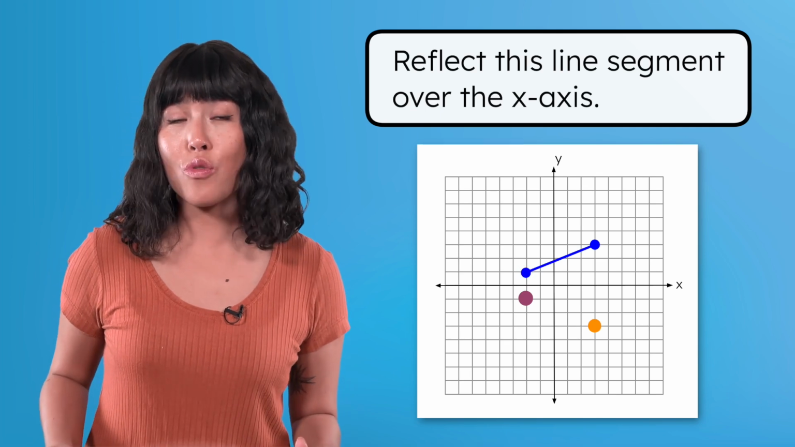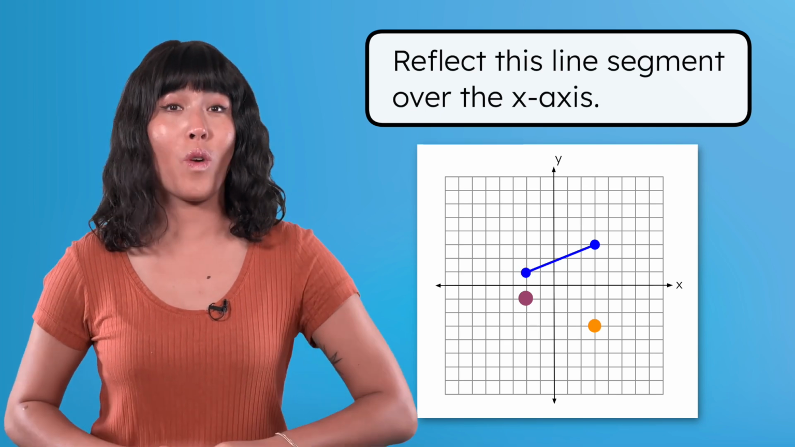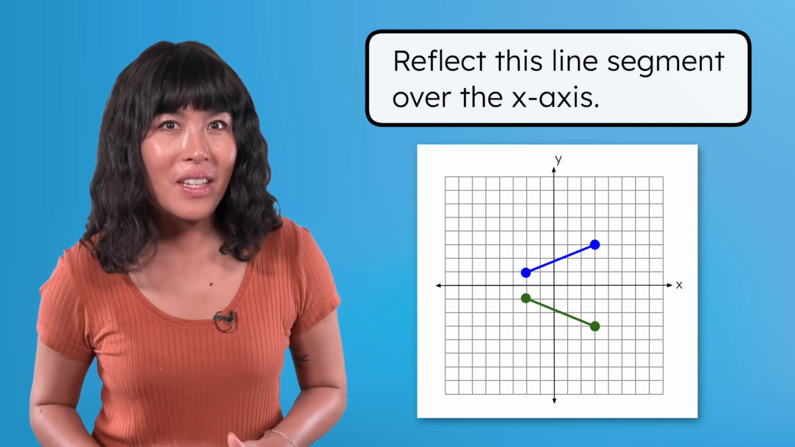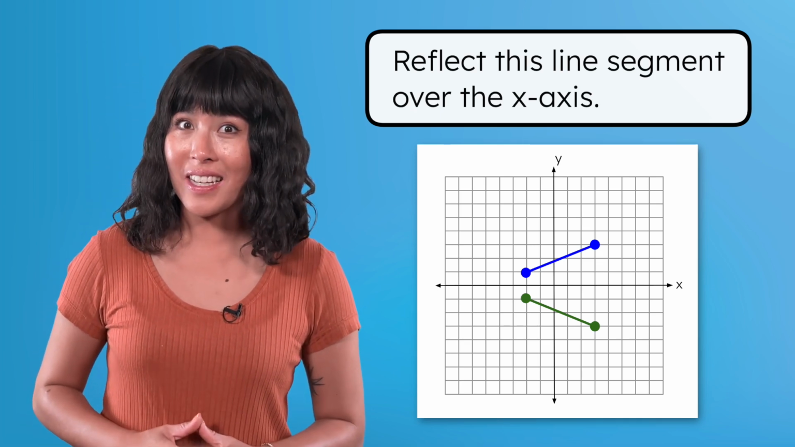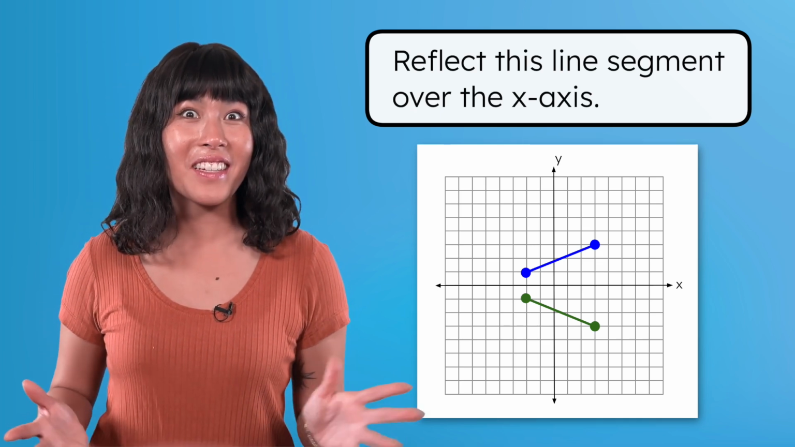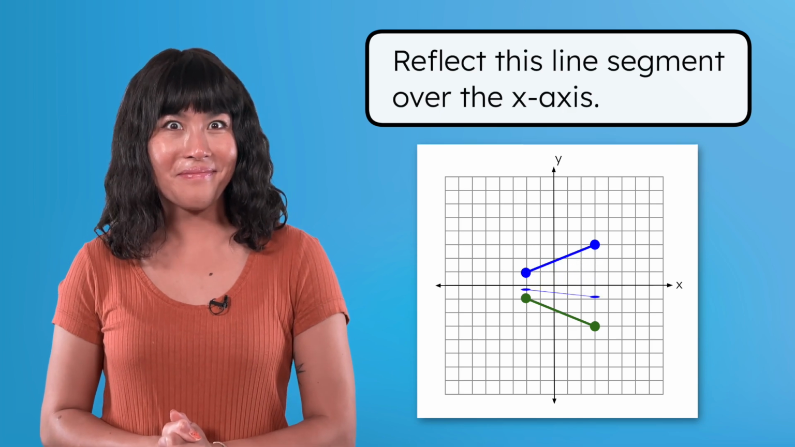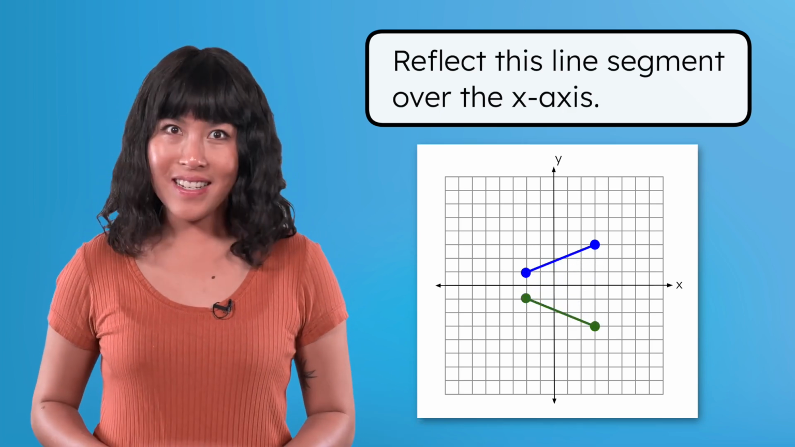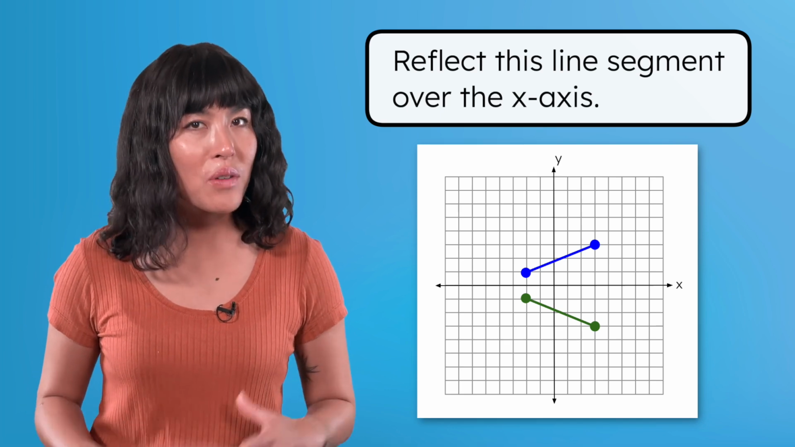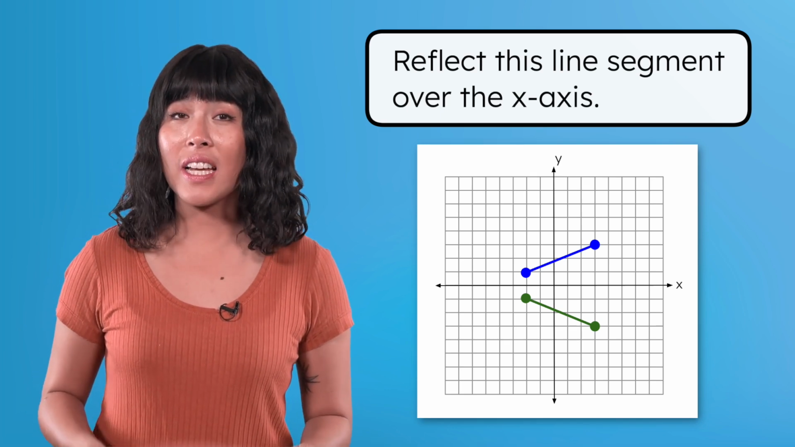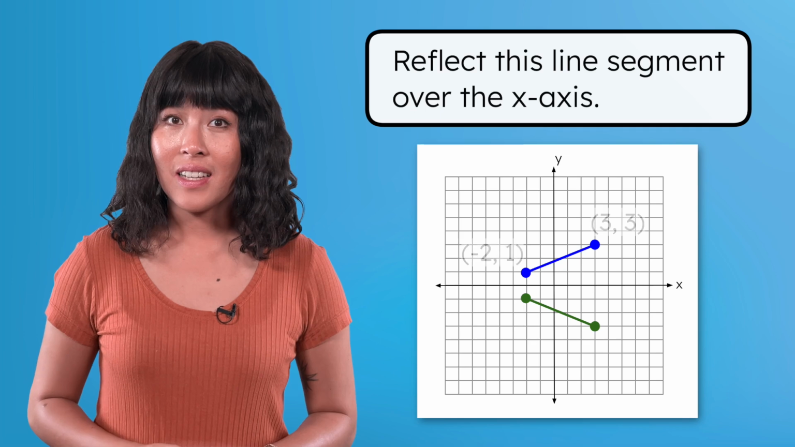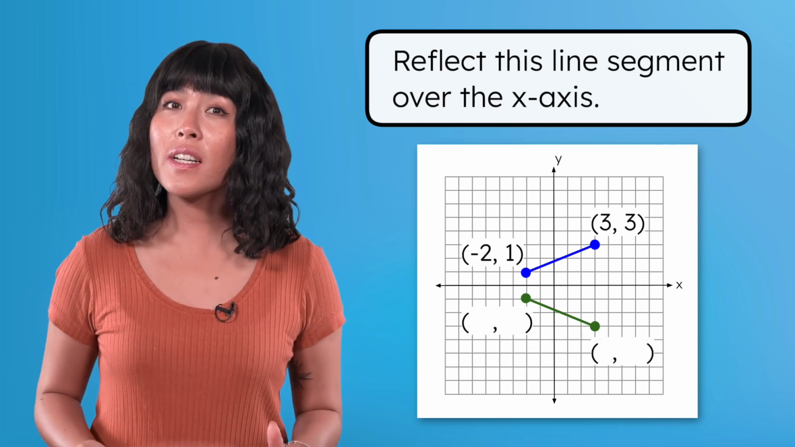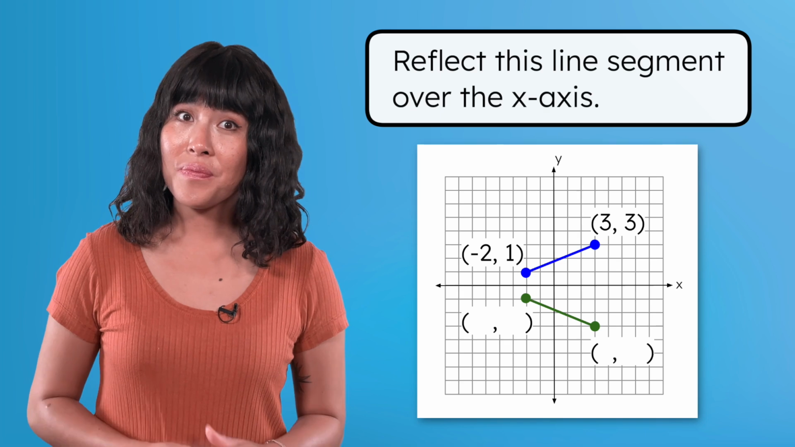Having these endpoints drawn in can help give us a guide for where to sketch in the rest of the figure. Alright, now let's use a little animation power here to see this reflection in action. Hey, we were right! That's exactly where it ended up. Now, how did reflecting it over the x-axis change its coordinate values? Here are the coordinates of the endpoints on the pre-image. What are the coordinates of the endpoints on the image?